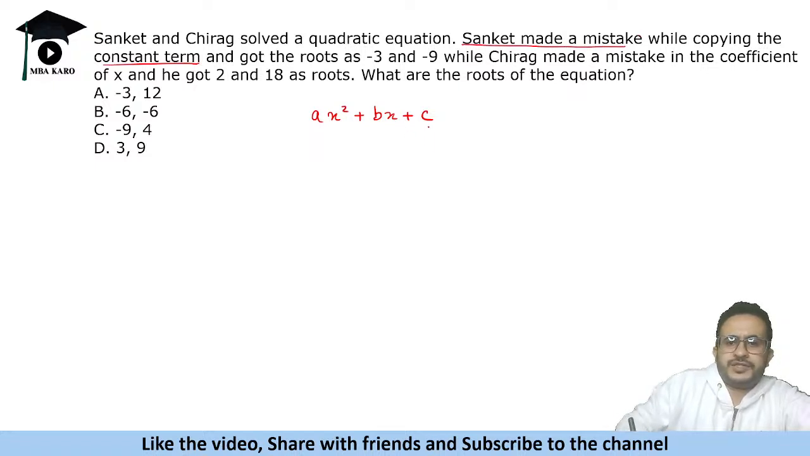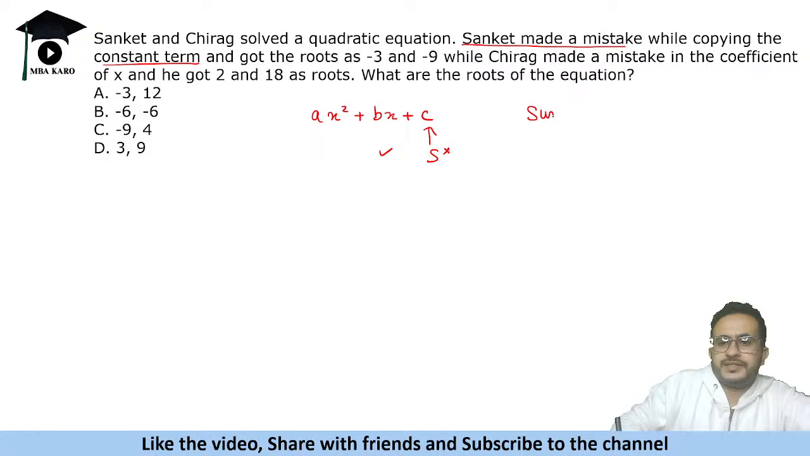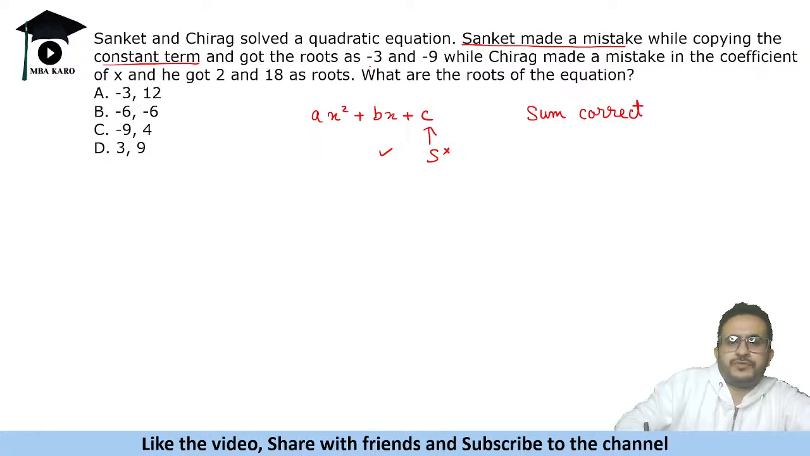So Sanket got this thing wrong, but this thing must be correct. So that means he got the sum correct. So sum of the roots will be minus 3 plus minus 9, that is minus 12.